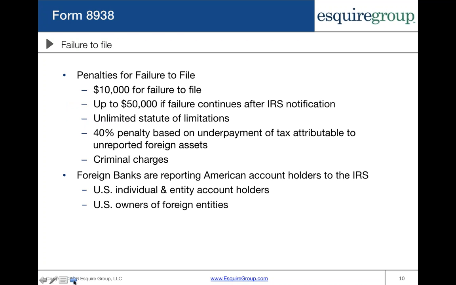Some of the penalties for failure to file Form 8938. So it's a $10,000 penalty for failure to file. That penalty can go up to $50,000 if the failure continues after the IRS has notified you that you failed to file Form 8938. To me, probably one of the scariest penalties is the unlimited statute of limitations. So when the IRS passed FATCA back in 2010, they also put in there that there is an unlimited statute of limitations if you fail to file certain international information returns. And Form 8938 happens to be one of those forms.